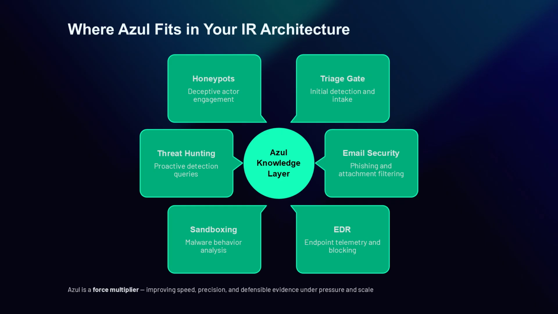Now place Azul cleanly into an incident response operating model. You treat your triage layer as the gatekeeper. Email security, endpoint detection, sandboxing, threat hunting, and honeypots decide what is suspicious. Azul sits behind that gate as the knowledge and correlation layer. It stores suspicious files, automates deeper analysis, and connects samples into clusters and campaigns. In executive terms, Azul becomes a force multiplier for incident response and threat intelligence by improving speed, precision, and defensible evidence, especially when you are operating under pressure and scale.